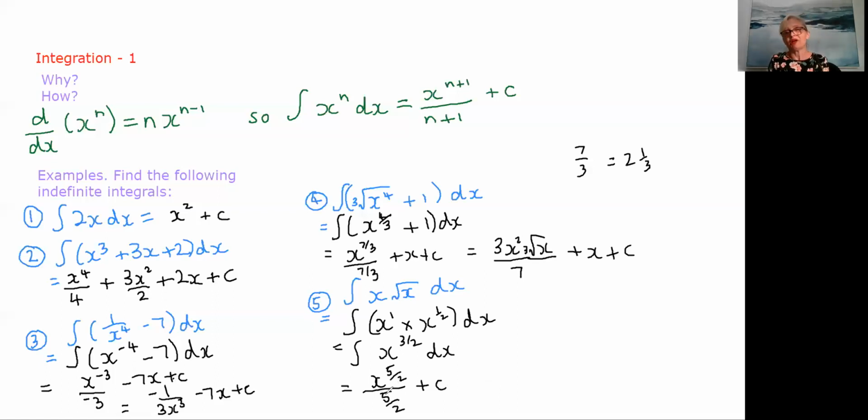Again, that doesn't look great, does it? Let's just rearrange that. So we're going to have 2 over 5 for starters, because dividing by 5 on 2 is the same as multiplying by 2 on 5. x to the 5 on 2 is x to the 2 1/2, so we could do it as x squared root x. And because that's in a similar format to the way the question was given, that's probably the best way to give your answer.